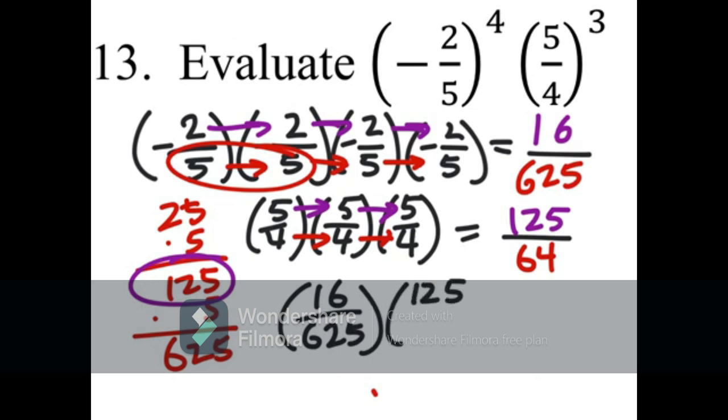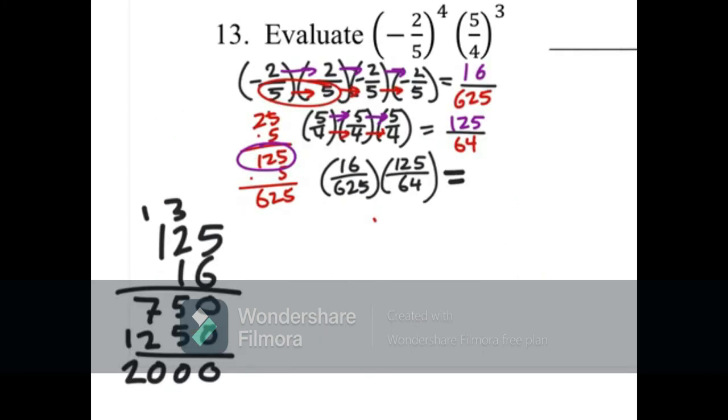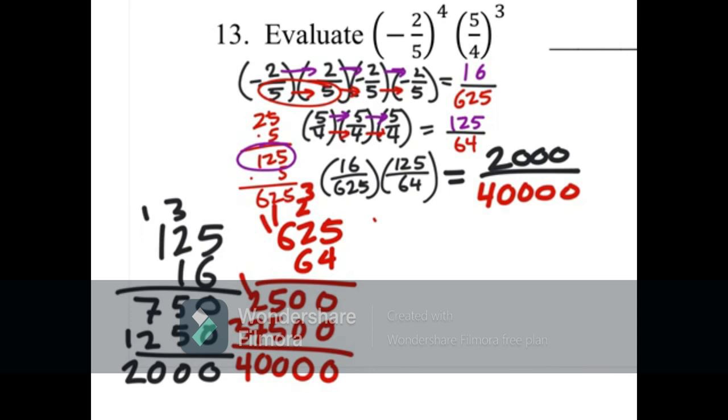times 125 over 64. So, we got 16 times 125. So there's the word for that. So this equals 2,000 over. We got to do 625 times 64. So there's the word for the denominator.